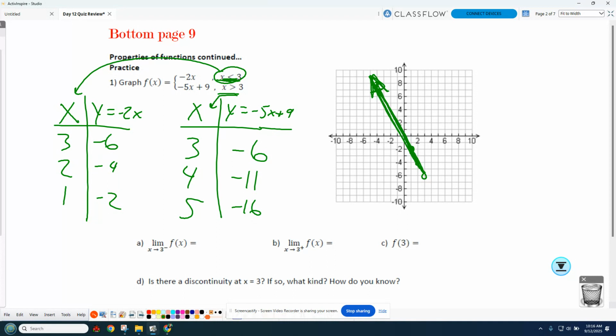Three, -6. Four, -11. And then something down here. Do I color them all in, some of them in, none of them in? Allie? All of them except for the first one at 3. So all of them except the very first one, that one stays open. Why? I don't have an equal sign in the definition.